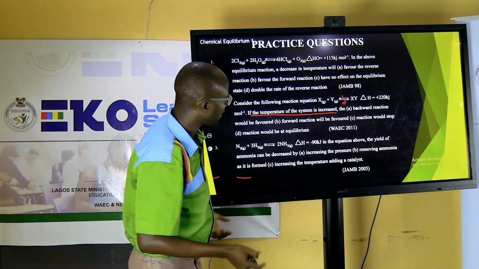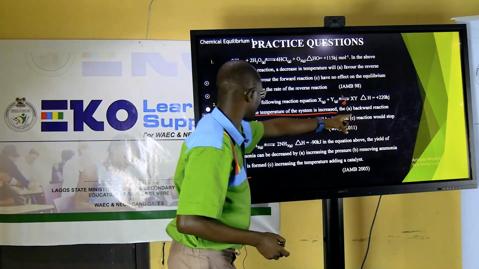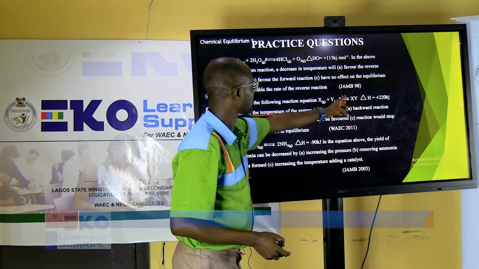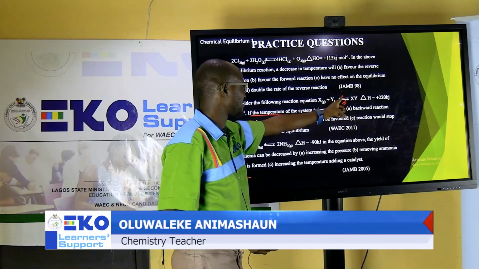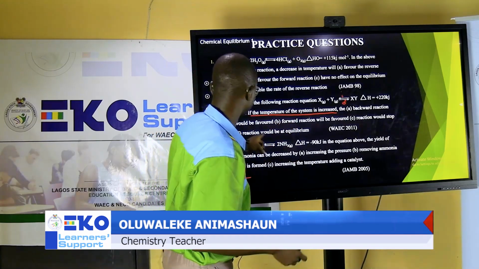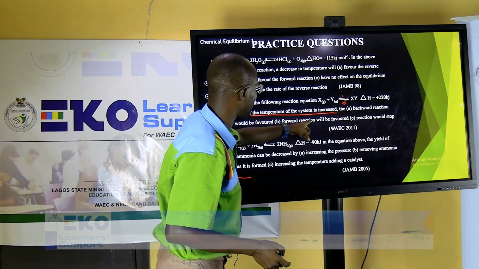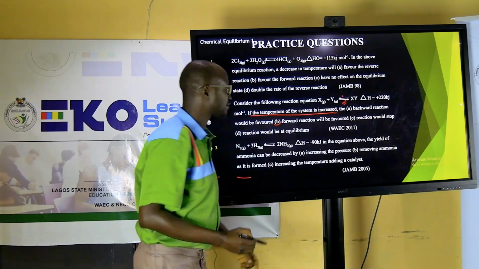Now let's look at the options. Let's see which one we go for. Is it backward reaction is favored? No. Because what can favor the backward reaction, as you can see, is decrease in temperature. But the question asks us for increase in temperature. Now, the second one, forward reaction is favored. That is our answer. Forward reaction is favored.